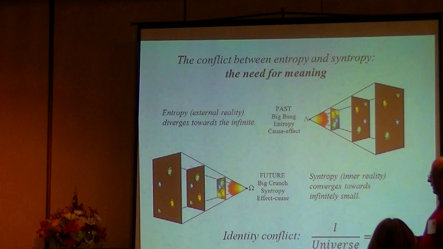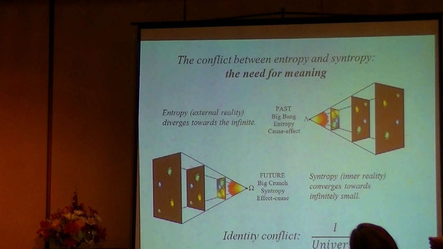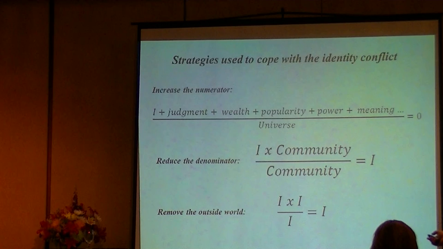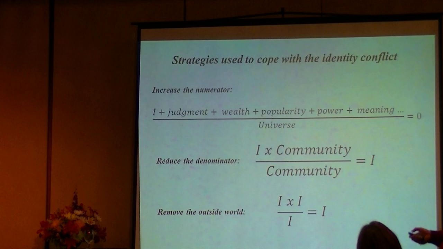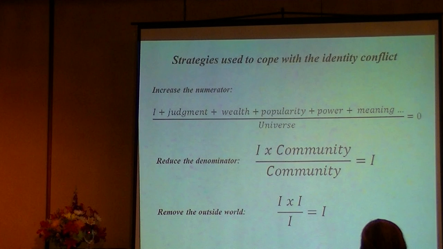one last point is that we're constantly faced with an inner reality, which is this syntropic reality, converging reality, and an outer reality, which is diverging and tends to be very big, tends to be infinite. When we compare ourselves to this very big reality, we feel to be equal to nothing. And this is what I call the identity conflict. And what people usually do is they try to increase the numerator of this equation. They say, well, I feel equal to nothing. I increase my wealth, popularity, power, meaning, or whatever, and try to give a meaning to my life. But whatever we put at the numerator compared to the universe is always equal to zero.